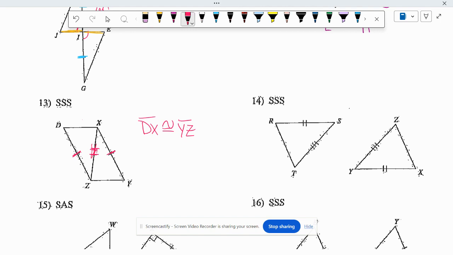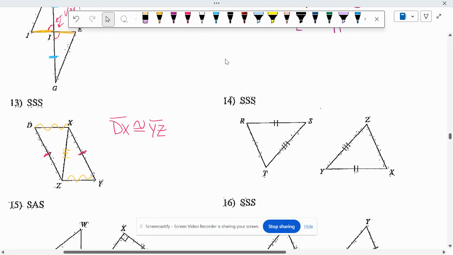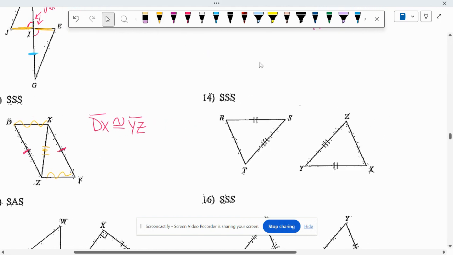Because this is the shared side, right? Do you guys see that? This is your shared side. So we know that this is congruent to itself. So this is your missing piece. You're missing this and this. Does that make sense? Okay. What about number 14?